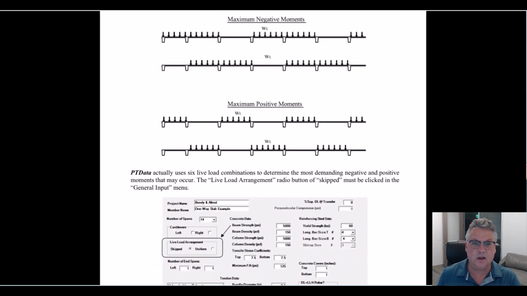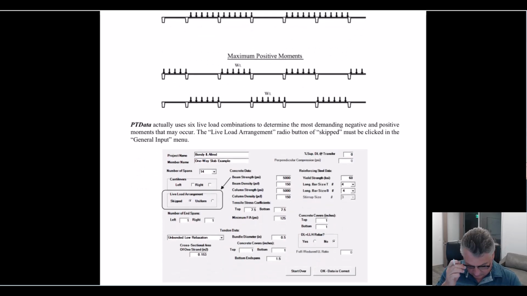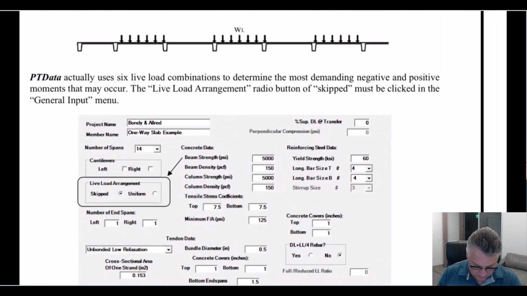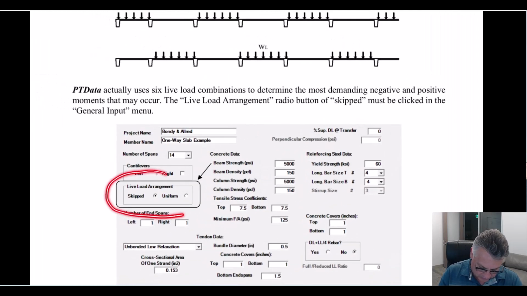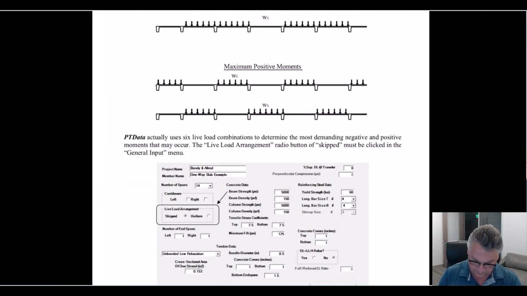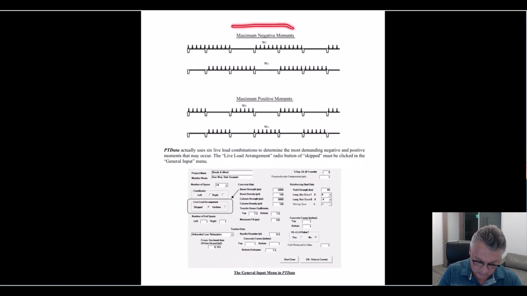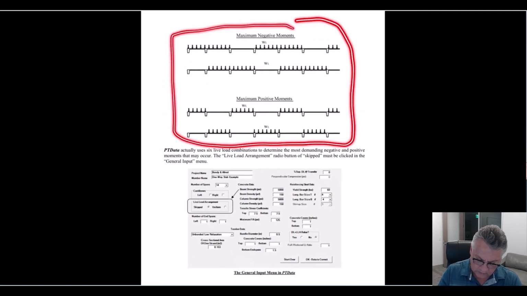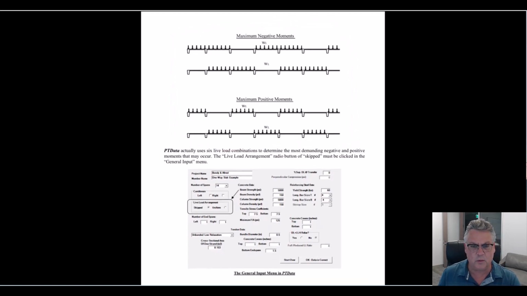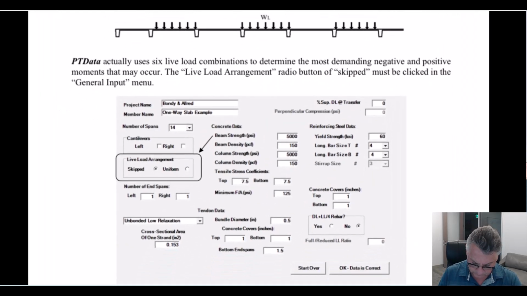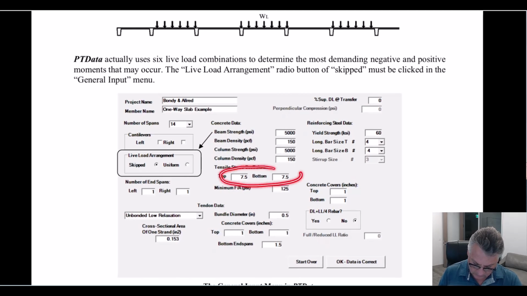So we'll let PT data go to work. We build this in the computer program. You students doing this in my advanced class, this is what you're doing. By checking this box, making sure that the live load arrangement is skipped, you're telling the program to do this for your moments. For your moments for stresses, for your moments for strength. You tell it that we want 7.5 square root F prime C. We've got 5,000 PSI concrete.